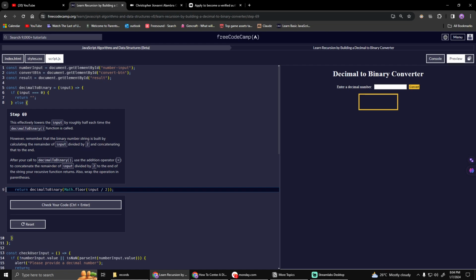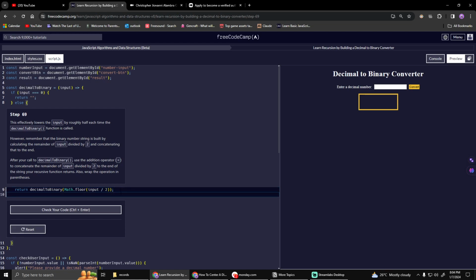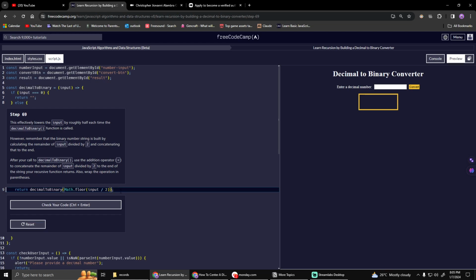After your call to the decimal to binary function, so after it, use the addition operator to concatenate the remainder of input divided by 2 to the end of the string your recursive function returns. Also wrap the operation in parentheses.